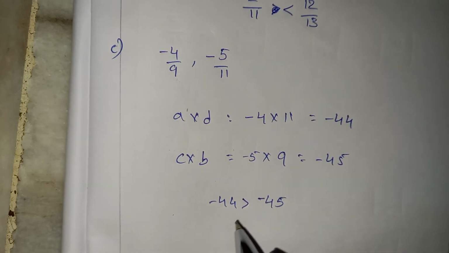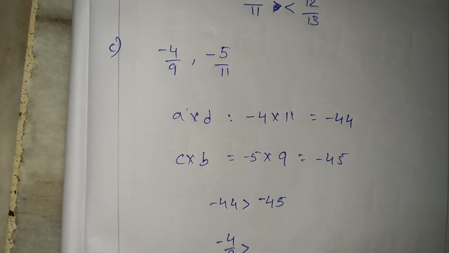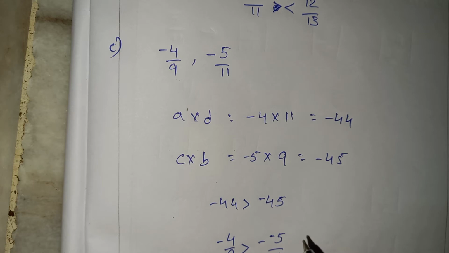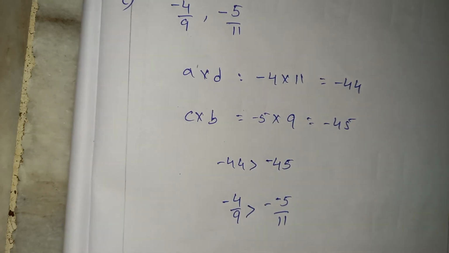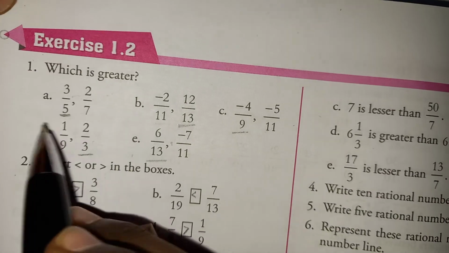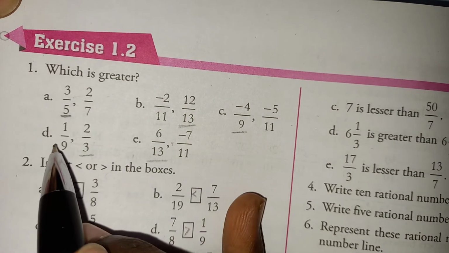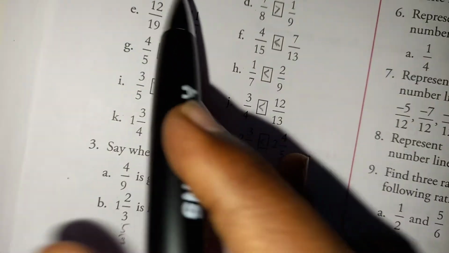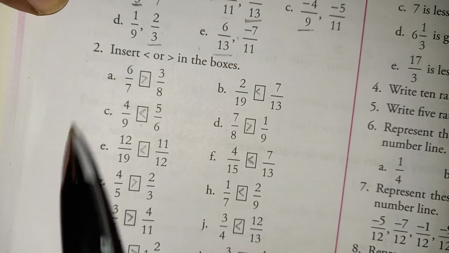So, how do we have to write now? Minus 4 by 9 is greater than minus 5 by 11. If you don't understand this way, you can use the second method also. So students, hope you understand how to compare two numbers. I explained A, B and C. Now you have to do D and E on your own. Okay. And also do the second question.